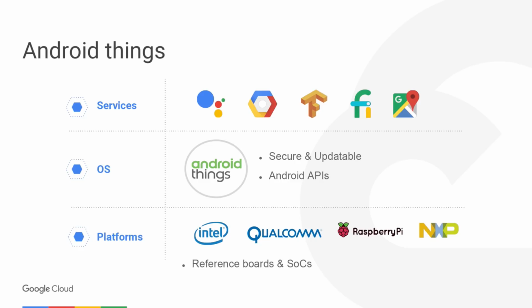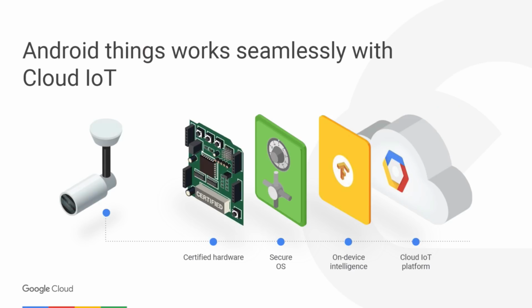And we have a large number of partners who are working with us to certify their SOMs. So we have Intel, Qualcomm, NXP, Raspberry Pi, and a number of them which are already listed on the Android Things website. Another thing about Android Things is if you're running Android Things on your device or on your edge gateway, Android Things works seamlessly with Google Cloud IoT Core.